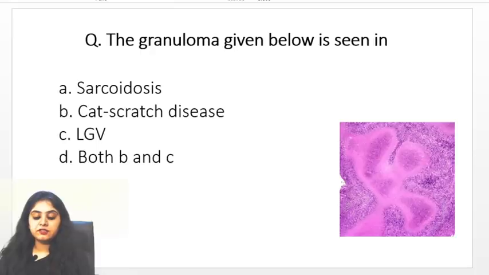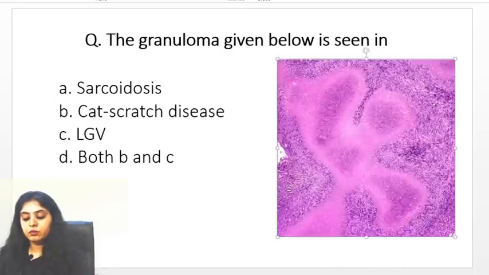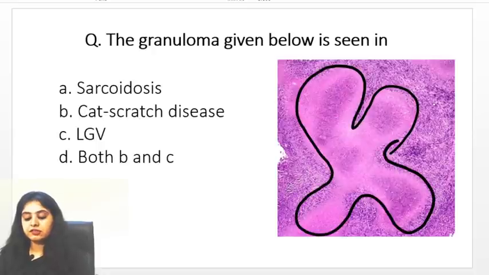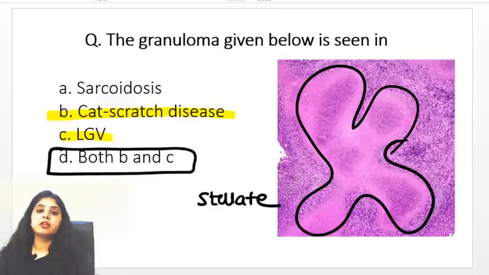Moving on, next one. The granuloma given below is seen in sarcoidosis, cat scratch disease, lymphogranuloma venereum, or both B and C. So which granuloma is this? The granuloma which looks like a star is a stellate granuloma. And stellate granulomas are seen in both cat scratch disease as well as lymphogranuloma venereum, both B and C.